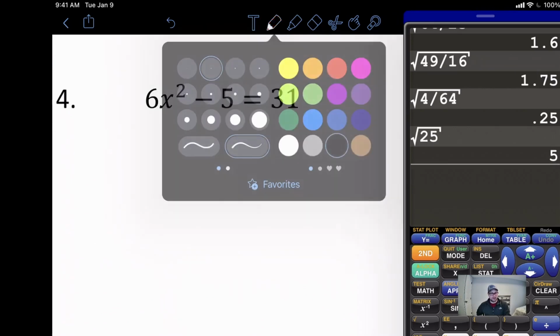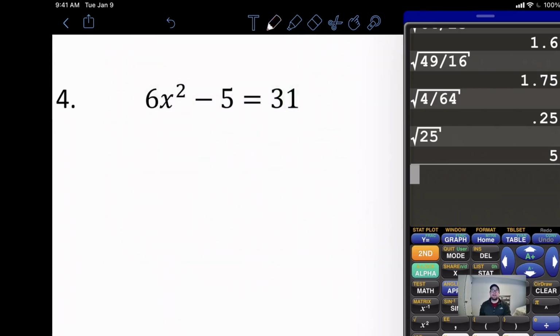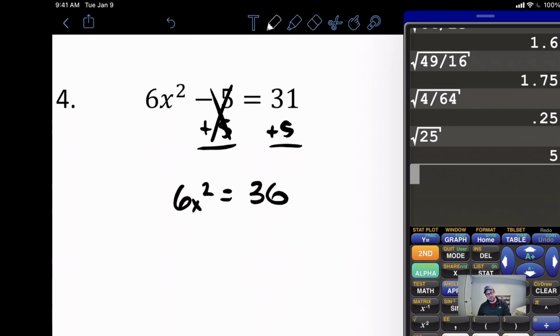In this problem, we are going to first start by getting rid of the minus 5. Since it's a minus 5, we can add 5 to get rid of it. When we do that, these two pieces cancel off, and I'm going to be left with 6x squared is equal to 36. Now, to finish solving this problem, we need to get x squared all by itself. So we're going to divide by 6 and divide by 6. Those two pieces cancel out, and we're left with x squared is equal to 6.